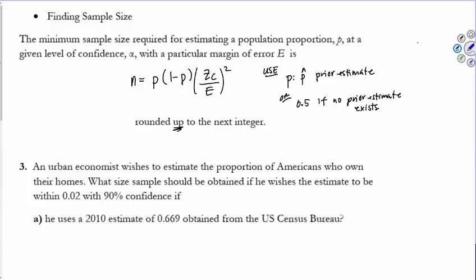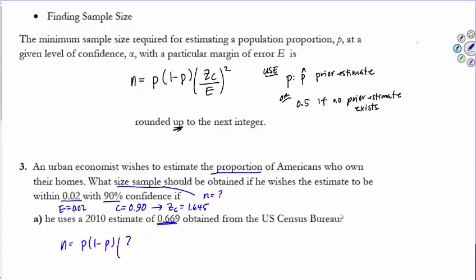An economist wants to estimate the proportion of Americans who own their home. What sample size should he use? So what is the value of n? We want to be within 0.02, that's the error, and 90% confidence, that's the confidence level. The confidence level tells us the critical value of z that we want. For 90% it's 1.645. So from this formula, the sample size n is the proportion, if we have a prior estimate, which we do in part A, times 1 minus the proportion times the critical value of z divided by the error, all squared.